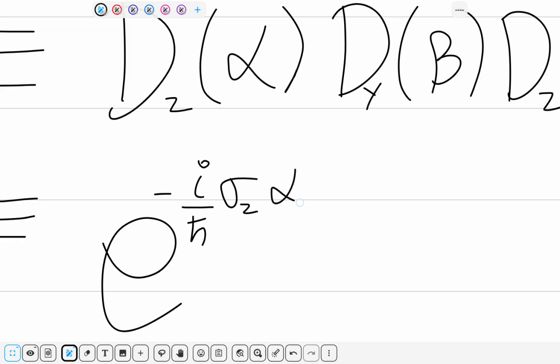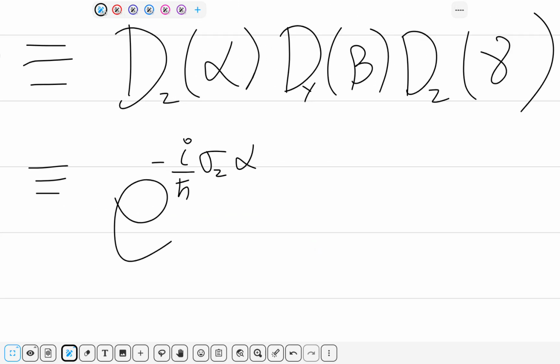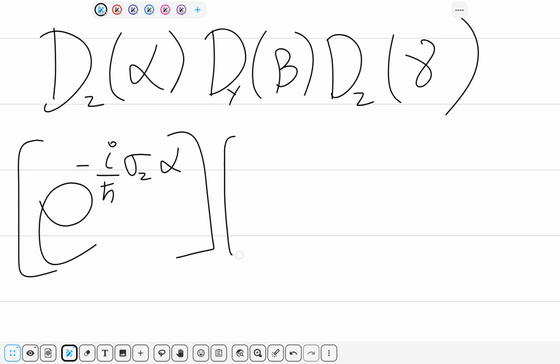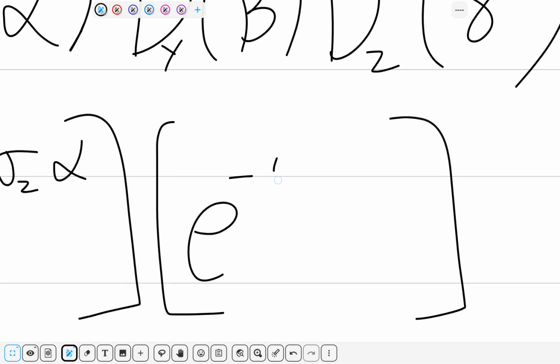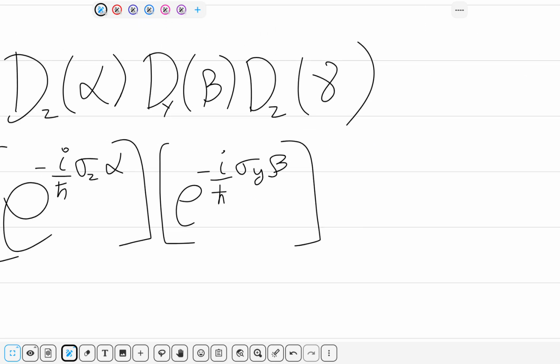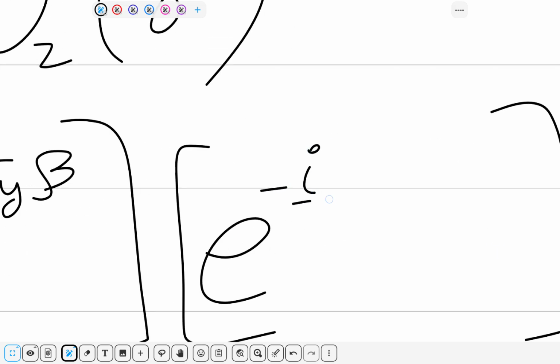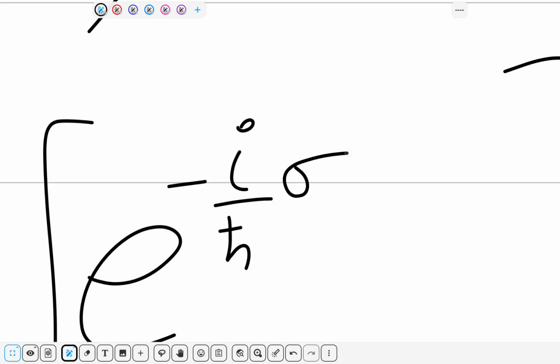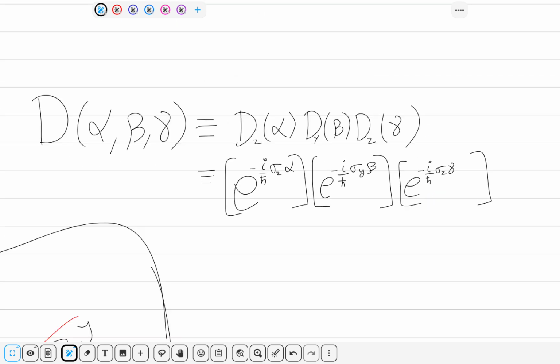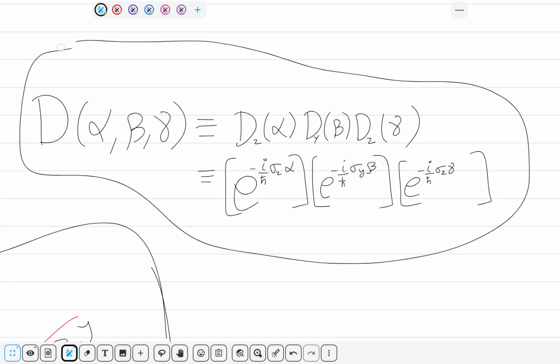Pauli matrix sigma z of alpha. Let me write in terms of exponent. No, let's just keep it as this is an operator, not to confuse. And times this e to the power minus i over h-bar sigma y beta, and finally e to the power minus i over h-bar sigma z of gamma. So this is how it will look in terms of exponential operators as rotation operators.